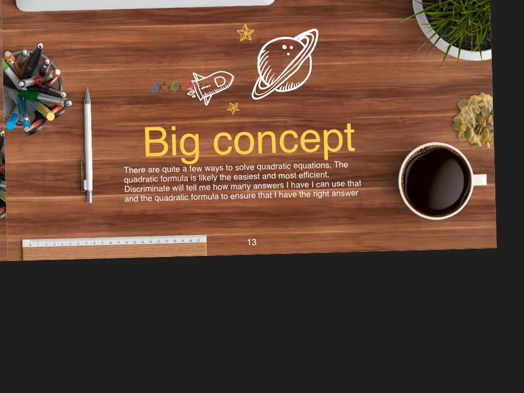Today, the big concept of quadratics is there's quite a few ways to solve quadratic equations. The quadratic formula is likely the easiest and most efficient. The discriminant will tell you how many answers I have, so I can use that and the quadratic formula to ensure that I have the right answer. Go do your Math Excel and you're done.